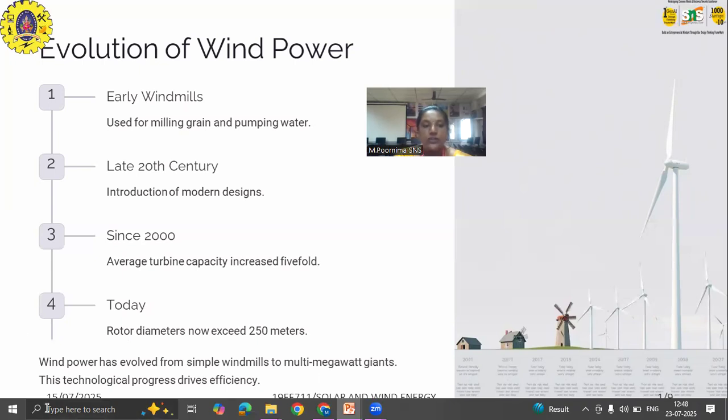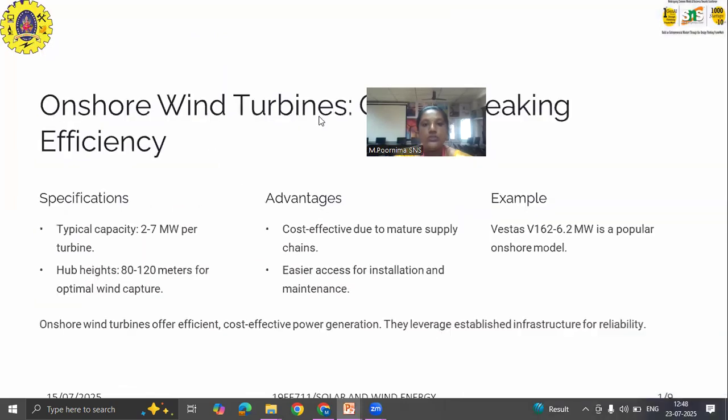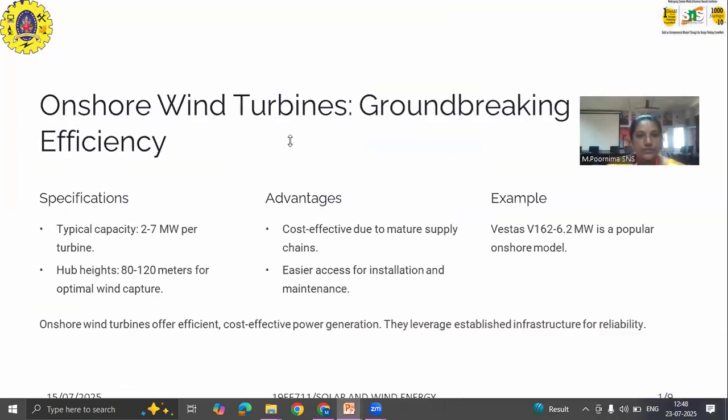Next is the onshore wind turbine, which offers groundbreaking efficiency. The specifications are typically 2 to 7 megawatts per turbine, with a height of 80 to 120 meters for optimal wind capture. The main advantage is that it is cost effective due to mature supply chains, and it is easily accessible for installation and maintenance.